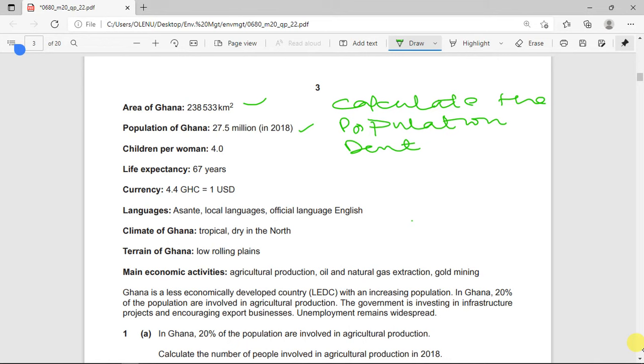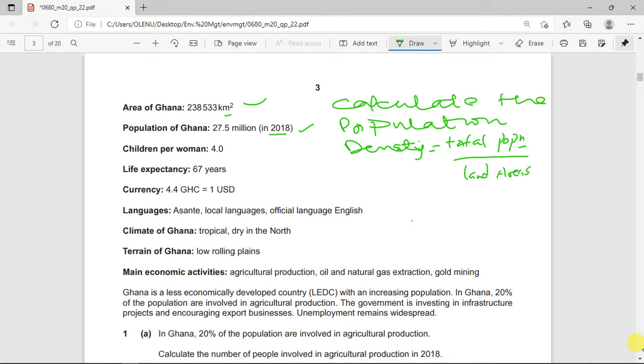Quickly, you now get some description of the country, Ghana. Here we have the land area and the total population of Ghana as of 2018. From these two data, land area and population, you can calculate the population density of Ghana. The population density will be the total population divided by the land area. In case it comes out in any exam, I've seen a past question where something like this came out.